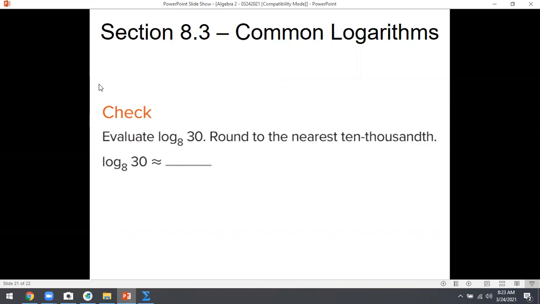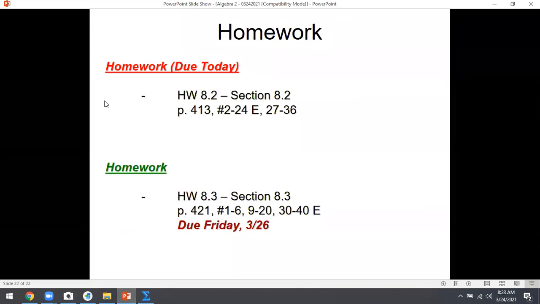All right, guys. Well, that kind of summarizes it then. So you've got 8.2 due. Don't forget to get that taken care of. And then you've got 8.3, the new stuff, due on Friday. We'll work on that tomorrow. Ask questions if you need, because some of those equations are kind of tricky.